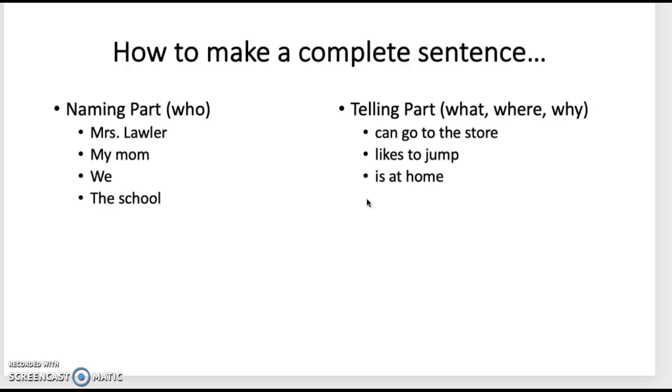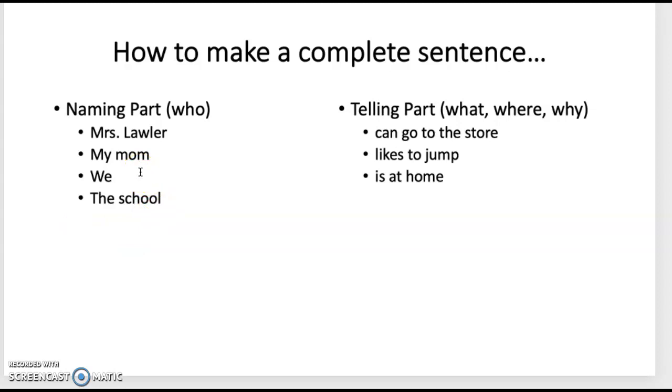So the naming part kind of tells us who. It names it. Who? Like Mrs. Lawler, or my mom, or we, or the school. These are examples of the naming part, who the sentence is about.